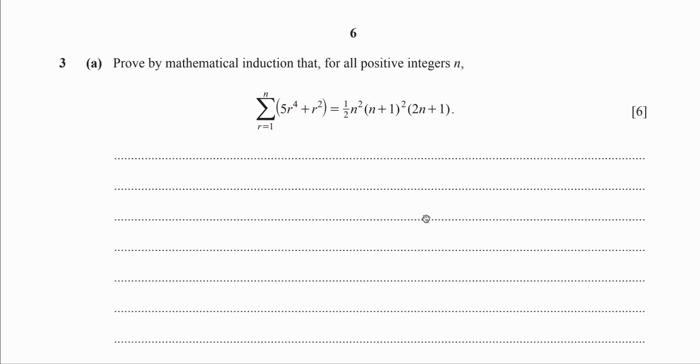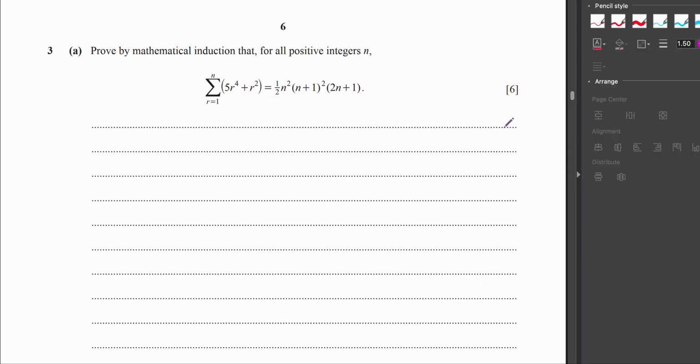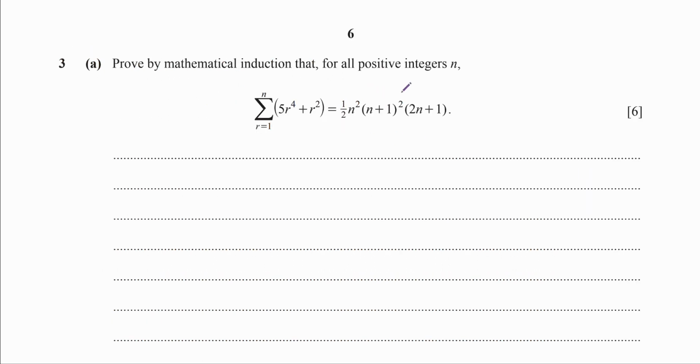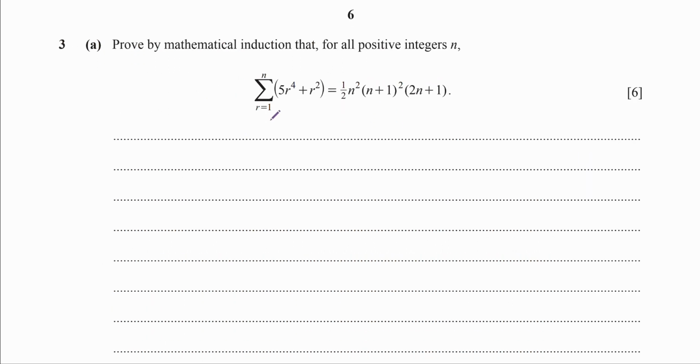Okay, so we have another induction question, and this time it's on summation. Prove by mathematical induction that for all positive integers n, the sum from r equals 1 to n of 5r to the 4 plus r squared is equal to a half n squared times n plus 1 squared times 2n plus 1. Okay, it looks complicated, but really summation is also very easy, just like matrices.